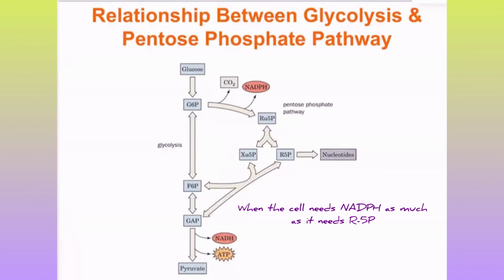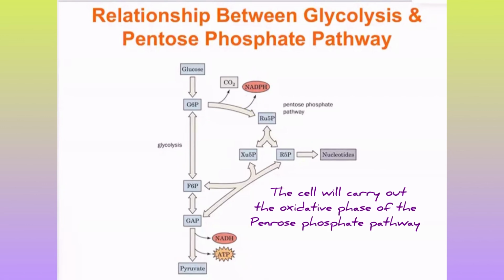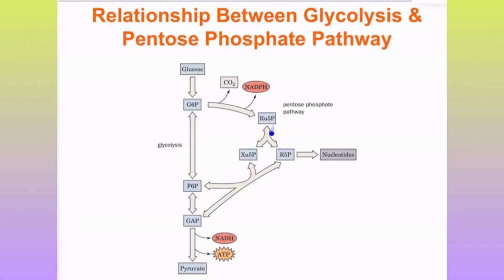So when the cell needs NADPH as much as it needs ribose 5-phosphate, the cell will carry out the oxidative phase of pentose phosphate pathway. This will generate the NADPH, this phase.